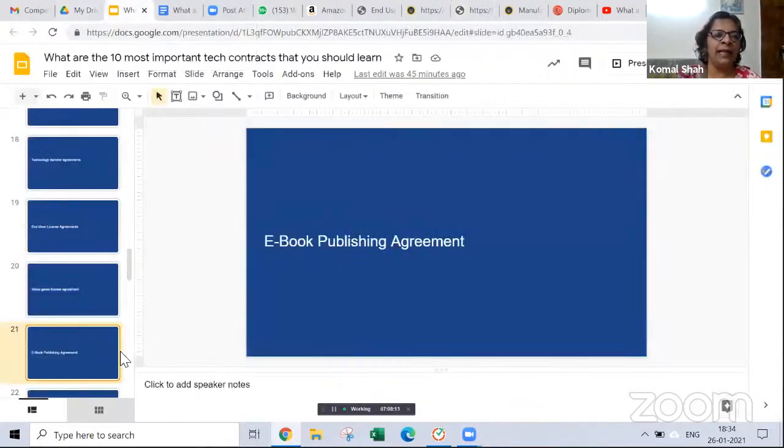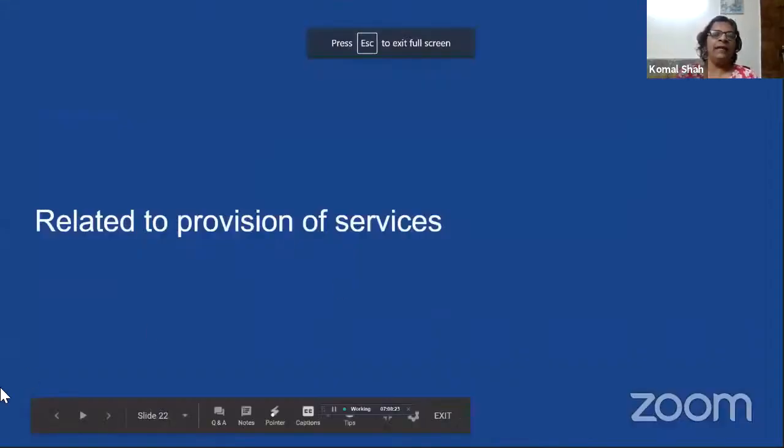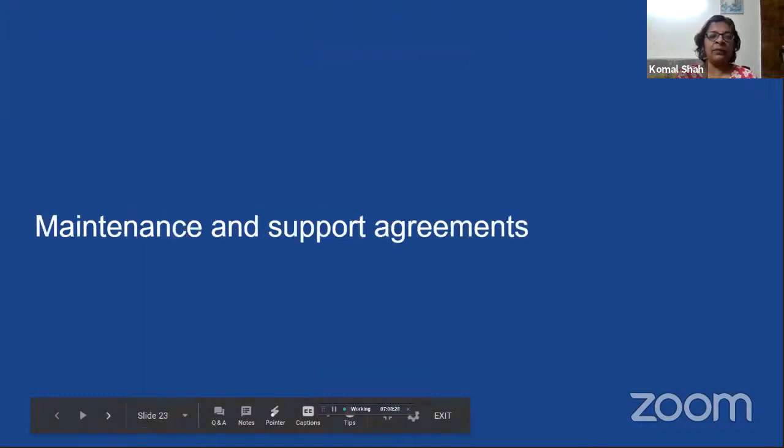These are all right there open on the internet for you to find out. The second category is related to provision of services. So there are certain services which can be provided with respect to technology. And number one is maintenance and support agreements, right?